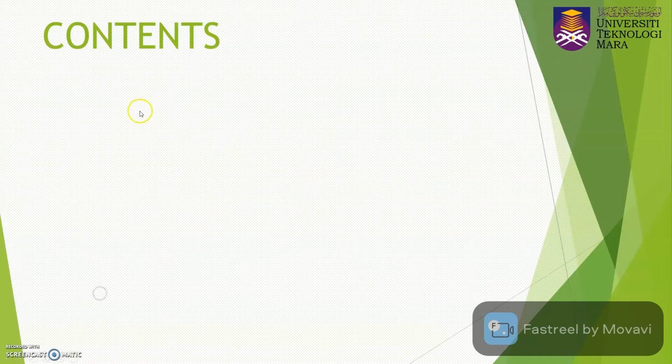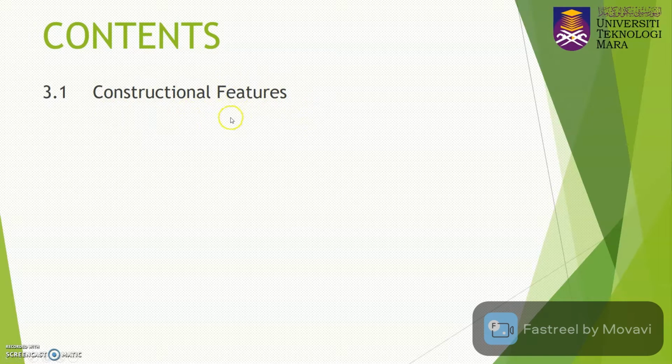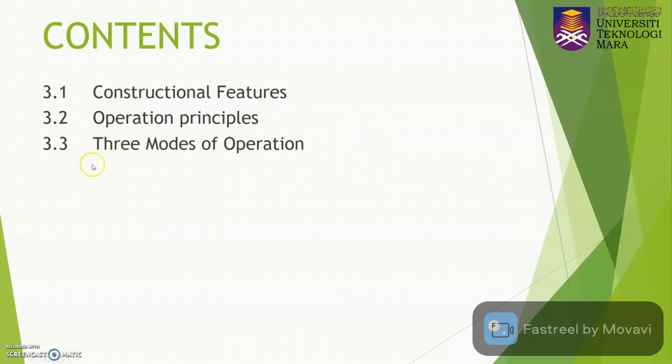Next, we are going to see the list of contents that we are going to cover in chapter 3. The first subtopic is the constructional features, where we are going to see how to construct the induction machines. Then we will see in detail the types of induction machines available in the market, and after that the operation principles of the induction machines. So we will see how the induction machine works. Then we are going to see the three modes of operation of the induction machines.